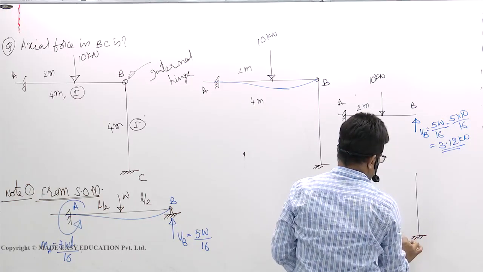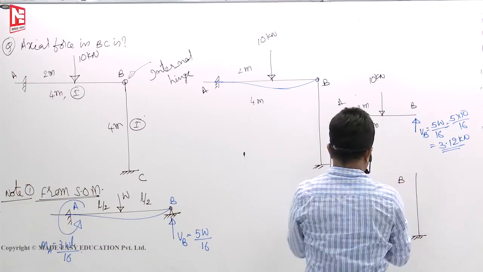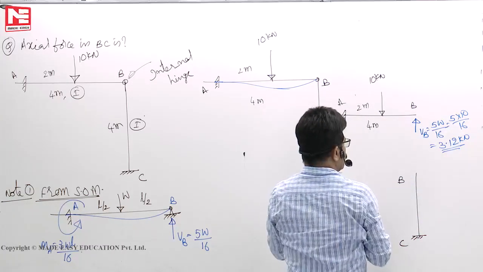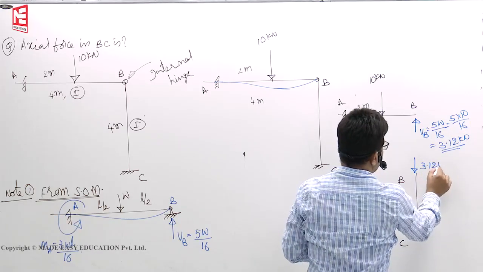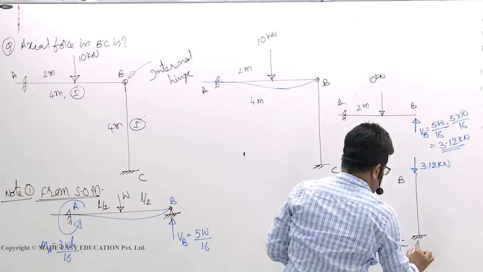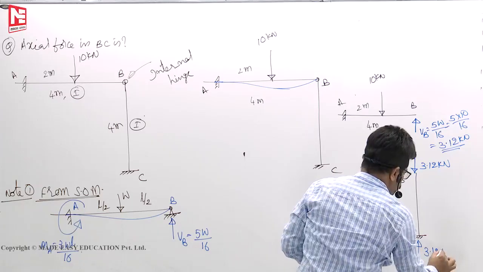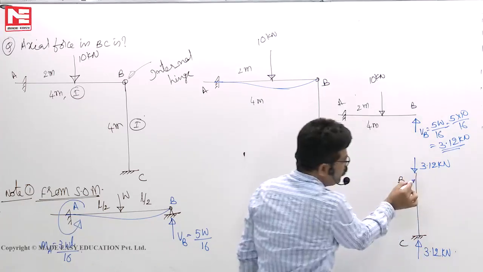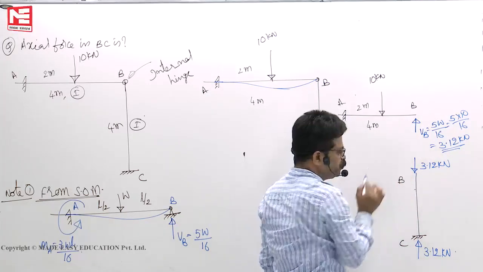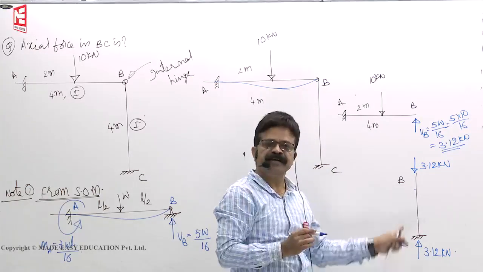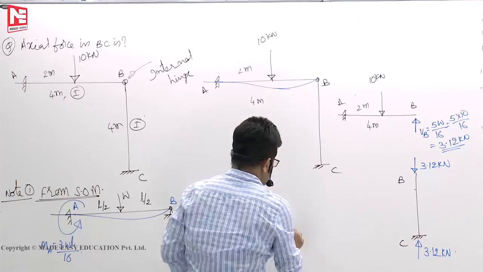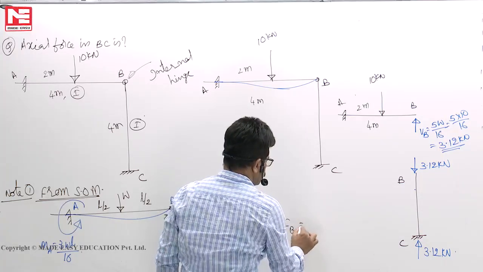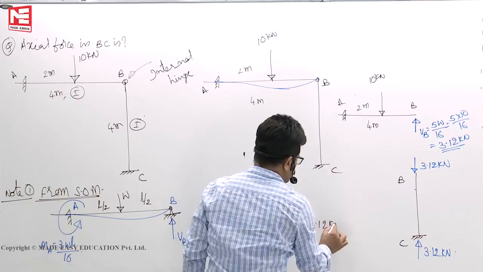Free body diagram of BC. So if VB is acting upward here, it should act downward here. 3.12 down. To balance it, 3.12 up. No movement here. Here no movement. No movement. So BC member behaves like an axially loaded member. So force in the member BC is 3.12 kilonewton compression.